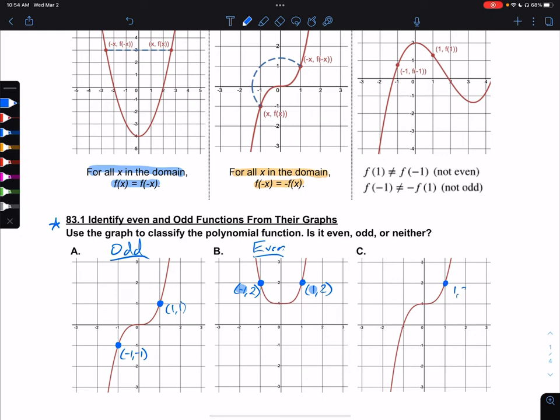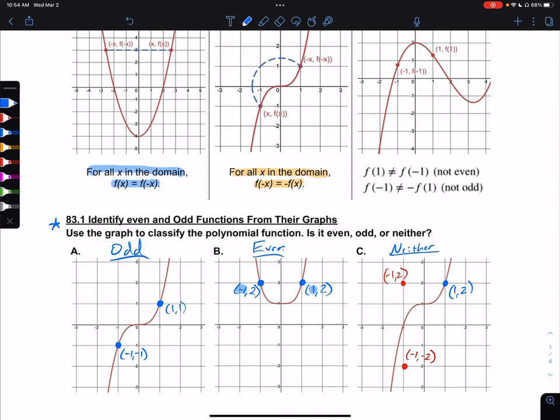In part C, again, let's pick a point. I have this point 1, 2. Now, if I were to reflect that across the y-axis, this point over here is negative 1, 2. That point obviously is not along that red line, so that tells me it is not even. And if I were to change both the x and the y values to the negatives, making them negative 1, negative 2, that point is also not on my graph, so this one would be neither. So let's write that in blue. So this one is neither.